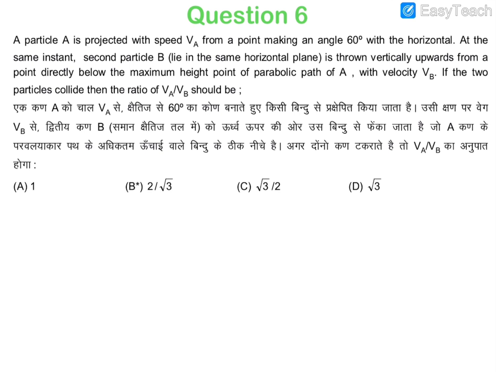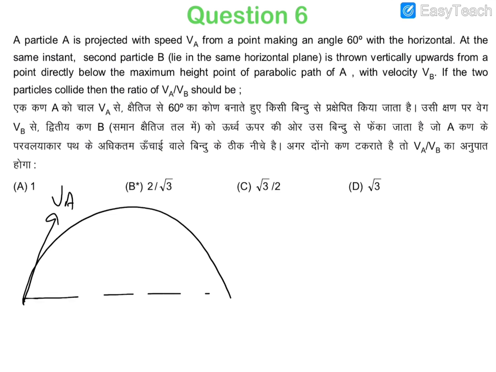So this is a quite simple question. You can see that there is a particle which is projected like that, Va, at an angle of 60 degree, and there is another particle which is projected from a point which is directly below the highest point. These two particles will collide obviously at this point. It is given in the question, and at this point they will reach in the same time, obviously.